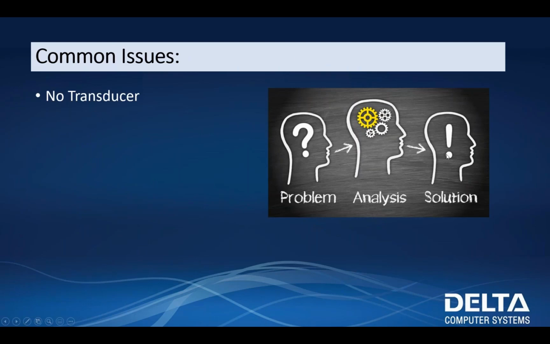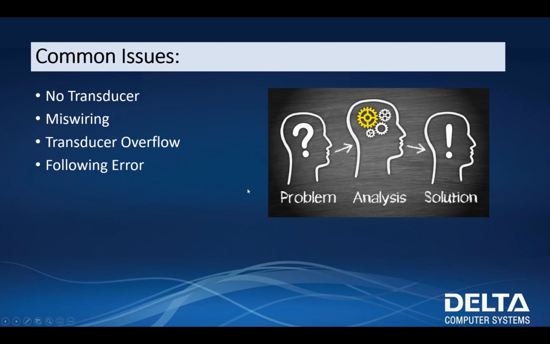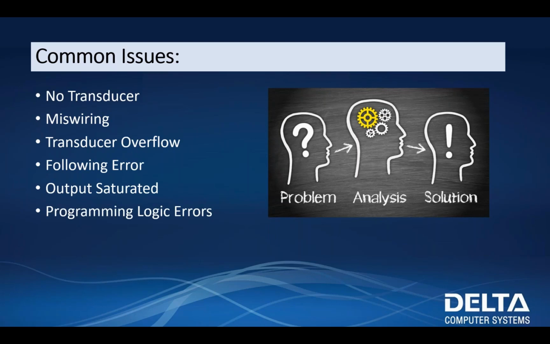So here are some common issues that we'll see. Very common to see the no transducer bit. I'd say this is probably the error bit. This and the following error are the two error bits that you've most likely seen most often. Miswiring is a big problem, and we're going to talk about that as we go through. Transducer overflow, another one. Following error, output saturated. Programming logic errors. And again, I just really want to nail down, these are the basic issues that we see most often, and this is what we're going to be focusing on today.